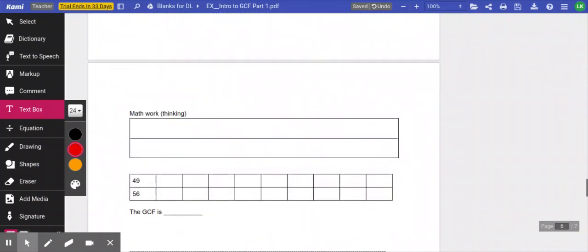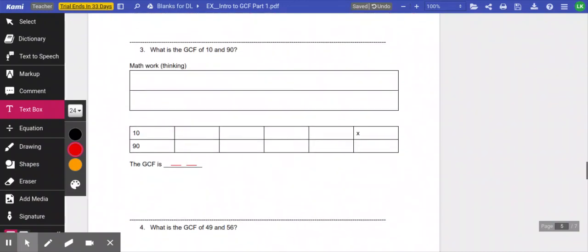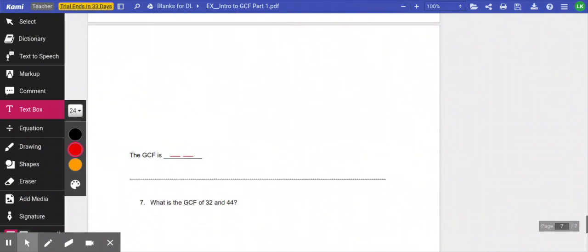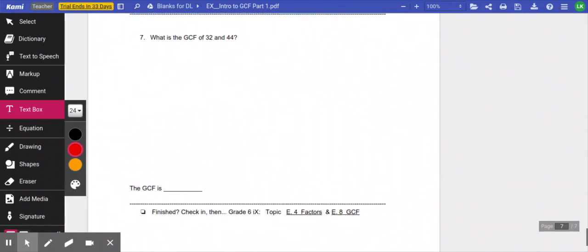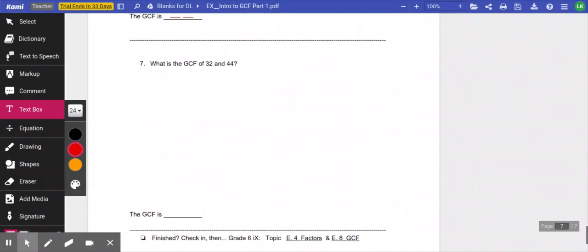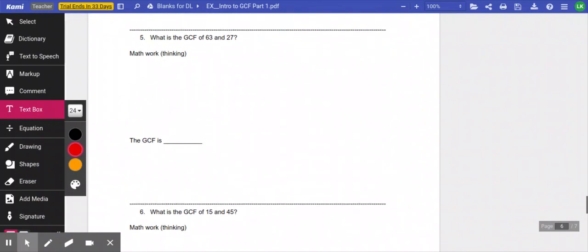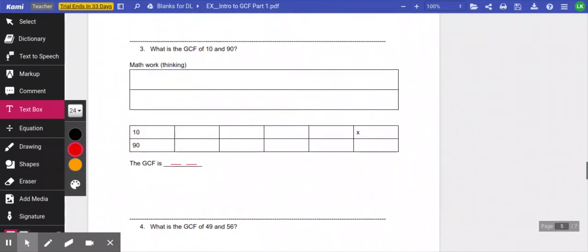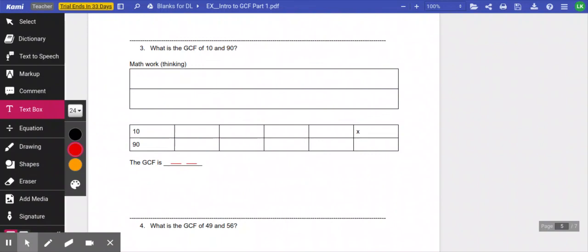All right, so ladies and gentlemen, you are going to finish 3, 4, 5, 6, and 7. That's a total of 5 problems. And if you're stuck on it, please check in with me. Send me an email and say, hey, Mrs. Kenny, I'm stuck. I will help you. I'd be happy to help you.